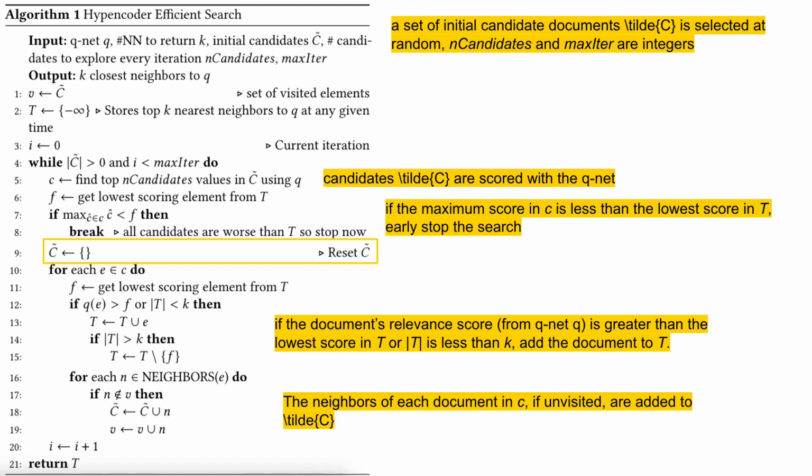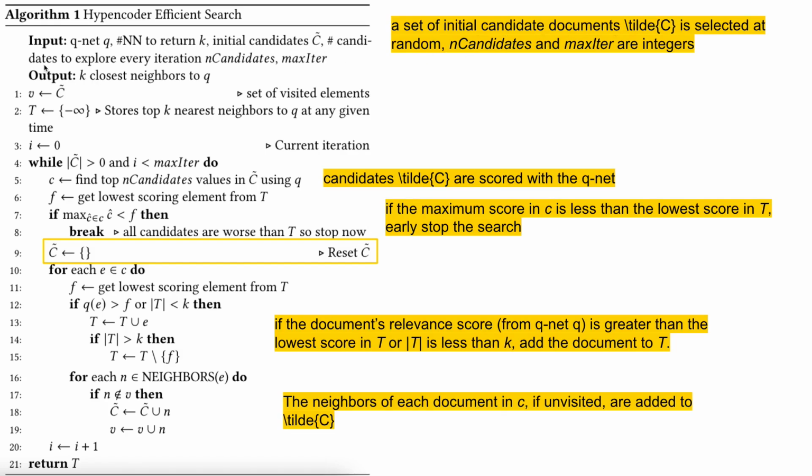So on the left-hand side, we have our algorithm, and on the right-hand side, we have annotations. So let's look at the input itself. The inputs to this algorithm, we have our QNet, Q, so that's a neural network. We have the number of nearest neighbors that we want, that's K. We have our initial candidates, C tilde, which is a set of initial candidate documents selected at random.